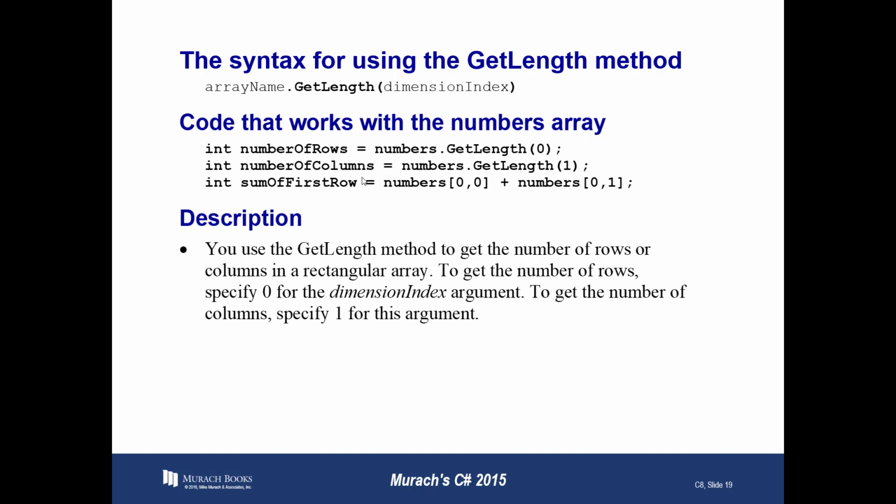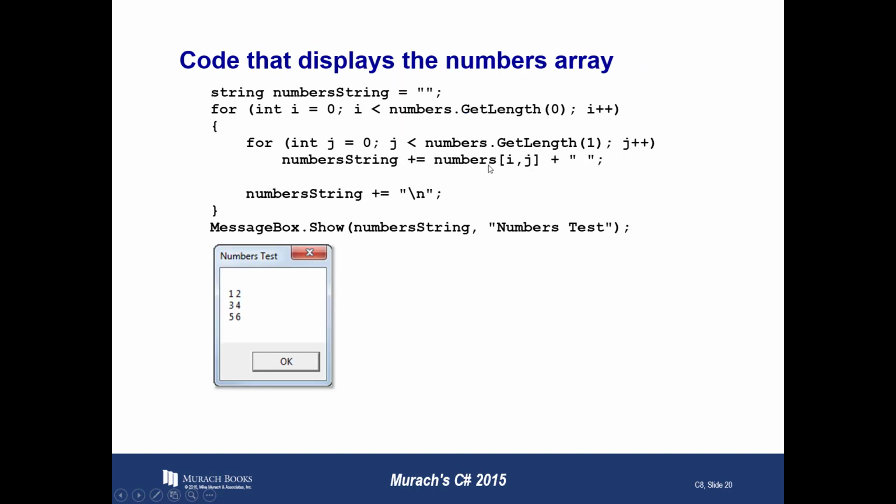All right, there's a GetLength method. And as it says, you can use that to get the number of rows or the number of columns in a rectangular array. Notice that if you're going to use rows, you specify 0 for the dimension argument, and if it's columns, you specify a 1. So that would show you how many rows you have and how many columns you have. Now, is this used a lot? Sure it is.